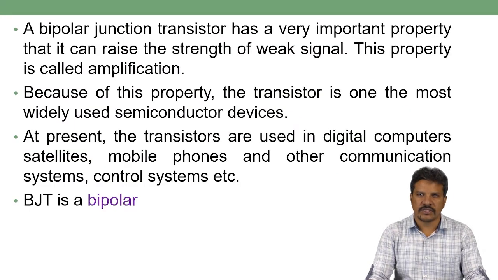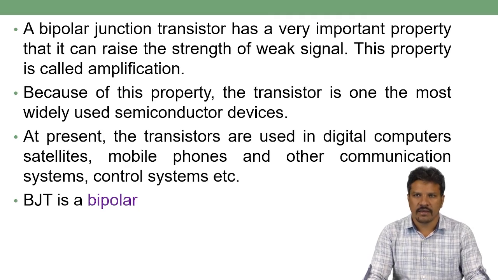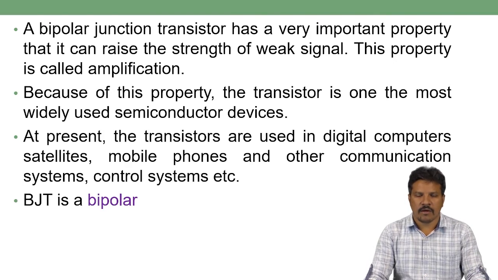A bipolar junction transistor has a very important property that it can raise the strength of a weak signal. This property is also called amplification. By this property of amplification, the BJT is widely used in electronic devices and all semiconductor devices. At present, transistors are widely used in digital computers, satellites, mobile phones, and other communication systems, control systems and all electronic systems.